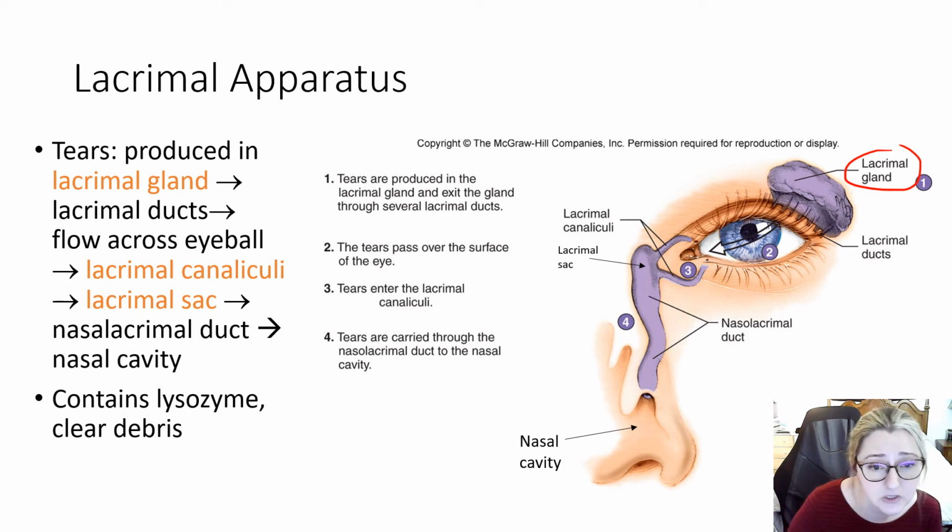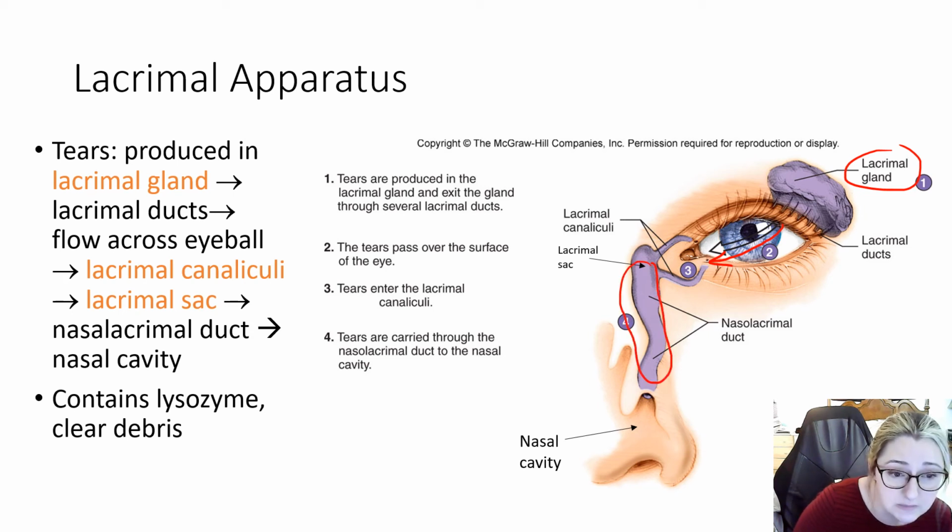The lacrimal gland produces tears that come through the lacrimal ducts, spread across the eye at a diagonal, and then filter into the lacrimal canaliculi. The lacrimal sac, also known as the nasolacrimal duct down here, filters excess tears into your nose, and that is why your nose runs when you cry. It also allows you to swallow your tears, so everything drains into your nose or your throat.